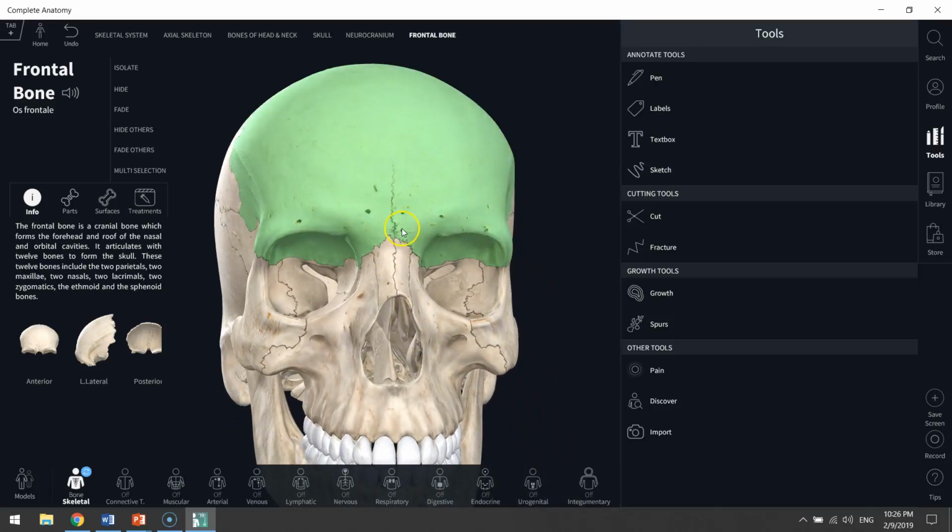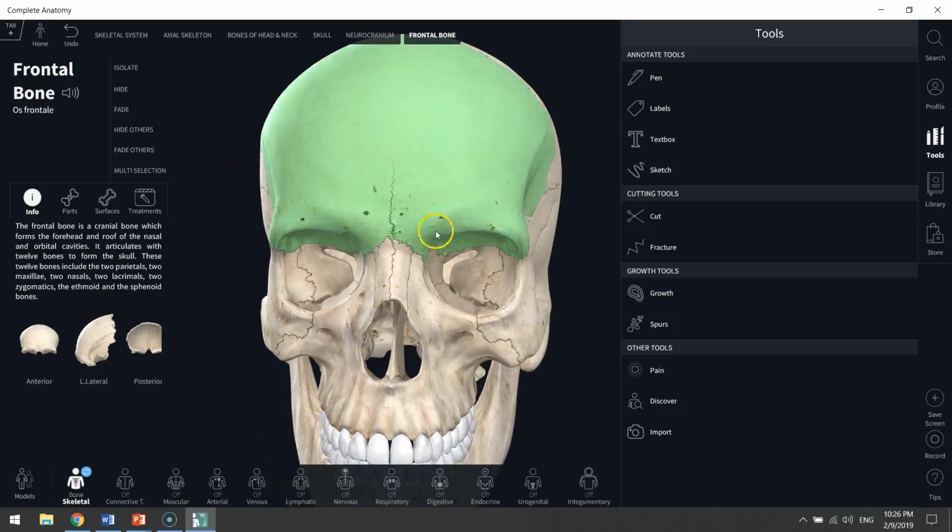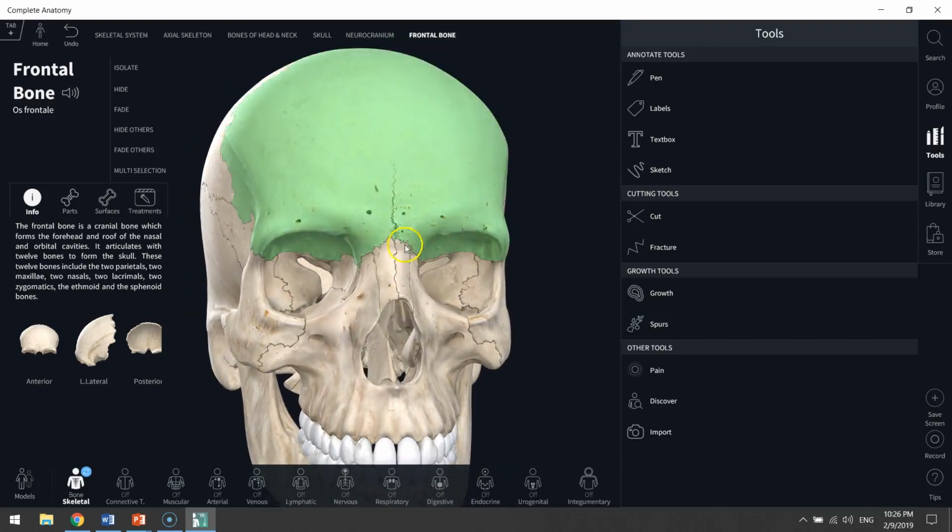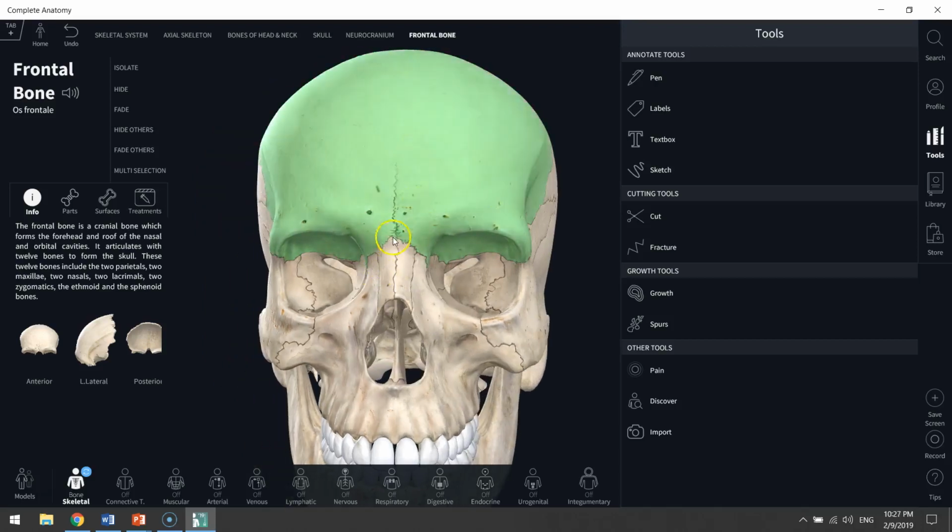Lateral to the glabella, midline, can be palpated the supraorbital foramina, or notches, as we said earlier, through which passes the first branch, the ophthalmic branch, of the trigeminal nerve.